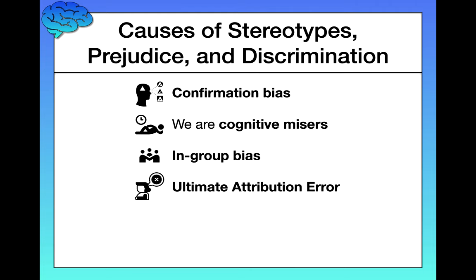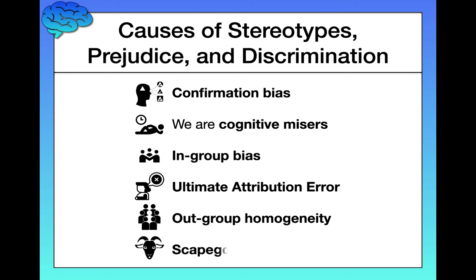Along similar lines, outgroup homogeneity refers to the tendency to view all individuals outside our group as highly similar to one another. Here, think of the implications for identifying a suspect in a police lineup, for example, but also consider this bias in relation to the ultimate attribution error. It's a very bad combination to assume that outgroup members' flaws are due to inherent factors, such as their personalities or their race, and to simultaneously assume that outgroup members are all highly similar to one another.